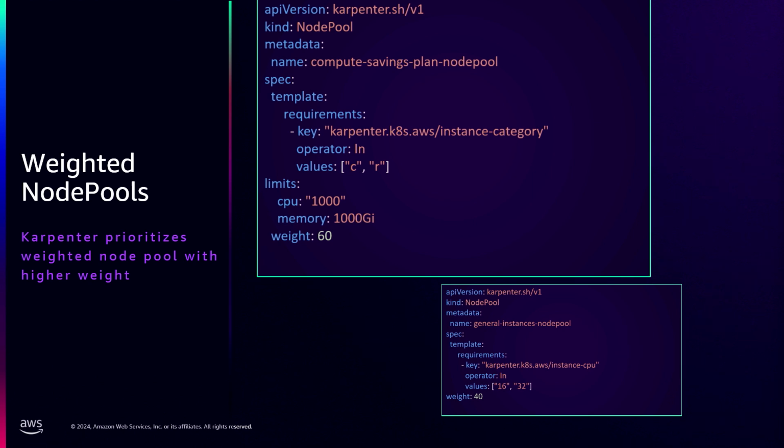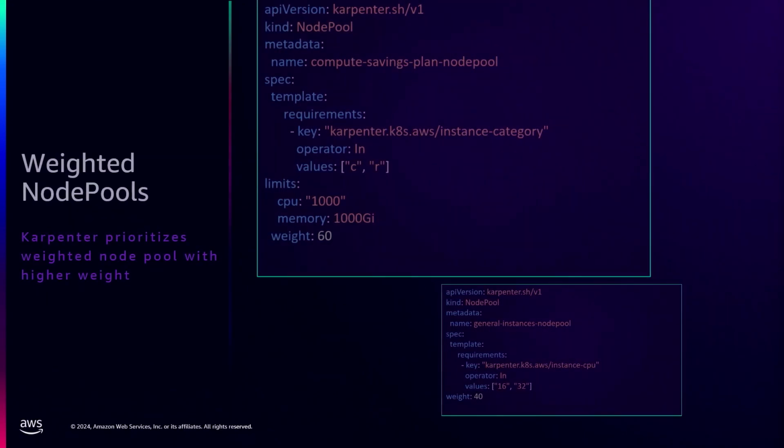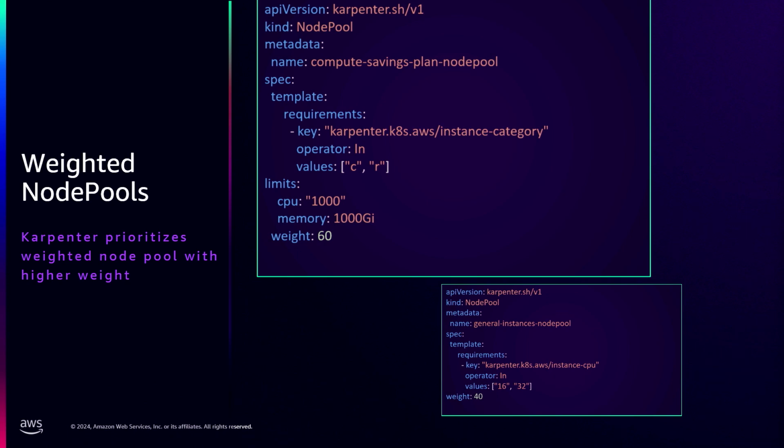So anytime a pod goes pending, it will use the first node pool. And it will keep on spinning up instances till it reaches the limit. Right? Let's say you have a reserved instance contract for a certain number of EC2s. So it will keep on spinning up EC2 instances till the CPU or memory reaches 1,000, and then the other node pool will take over. Oops, let me go back. Then the other node pool will take over, and then it will keep on provisioning different instance types.